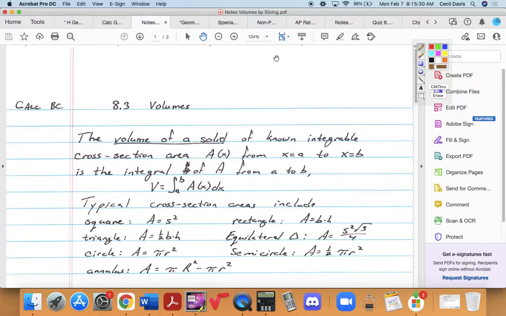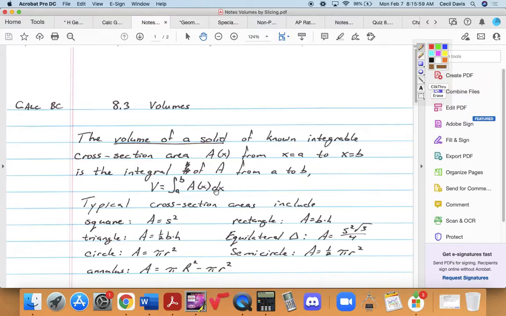But here's the idea: the volume of a solid of known integrable cross-sectional area, A of x, from x equals a to x equals b, is simply the integral of A from a to b. That is, the volume is the integral from a to b of the area of a particular slice times dx, which is the thickness of that slice.